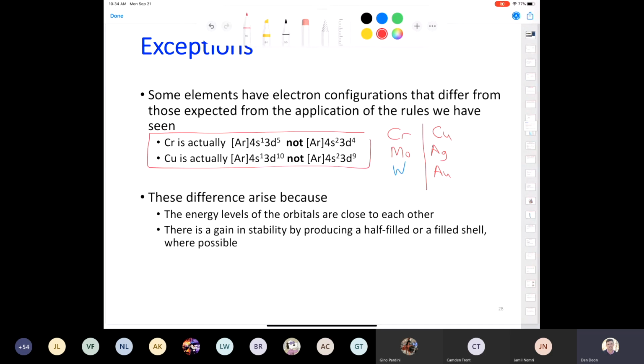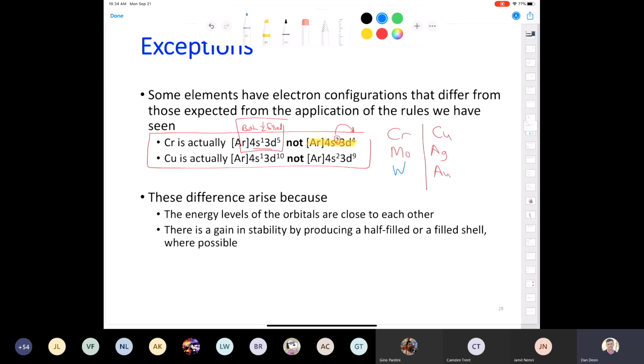So if you look at chromium, if you were to write out the electron configuration, you'd have argon 4s2 3d4. Now, what you do is you take one of those s electrons and you put it in the d, so that you end up with both of these, both half filled. Okay, that's what's going on right here.